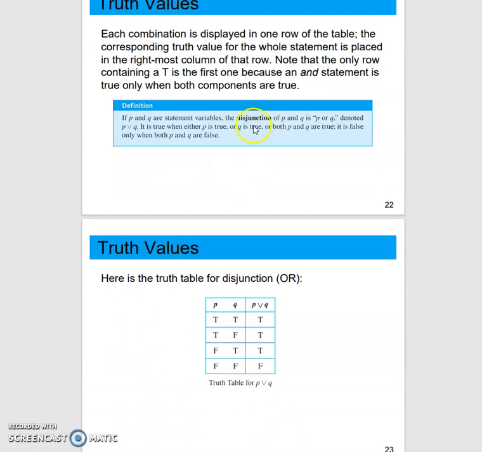Let's look now at the disjunction. So disjunction is our or. And again, you can see the down caret or v, so this is my or. This one, the only time it's false is if they're both false. So for or, it is true if even one of them is true, and it's also true if they're both true. And we will want to be familiar with these truth tables.